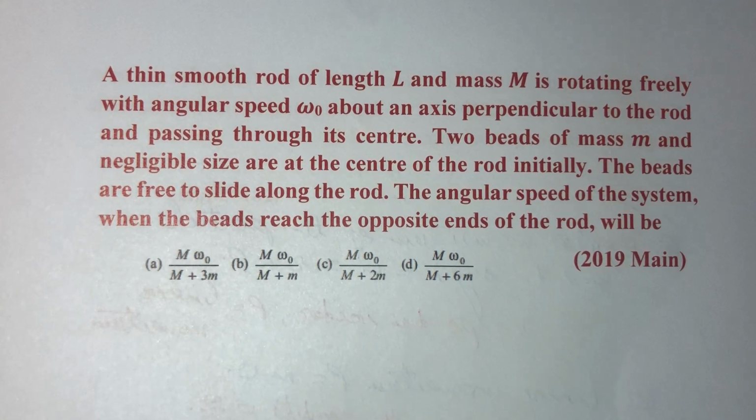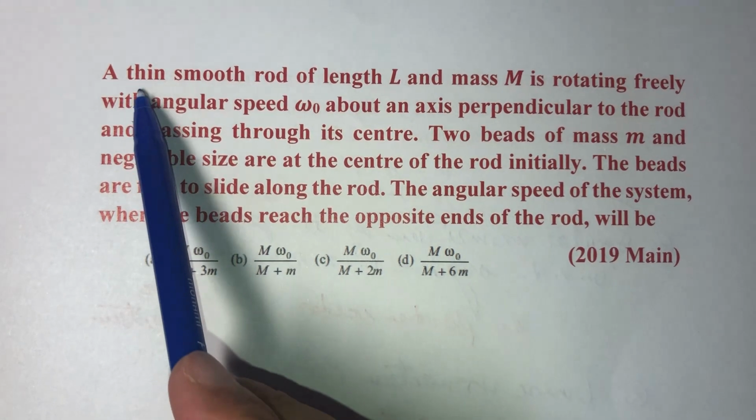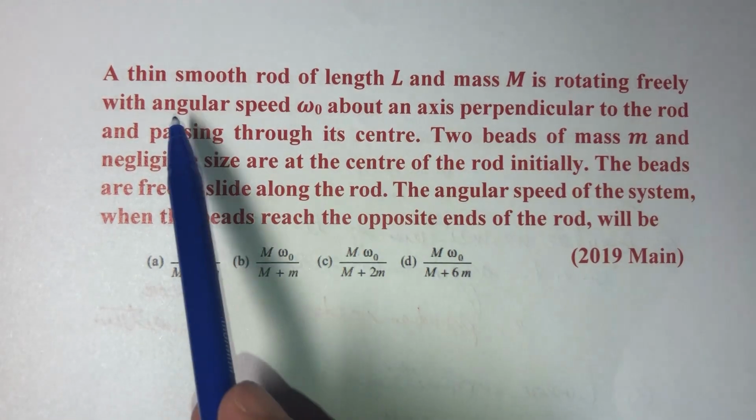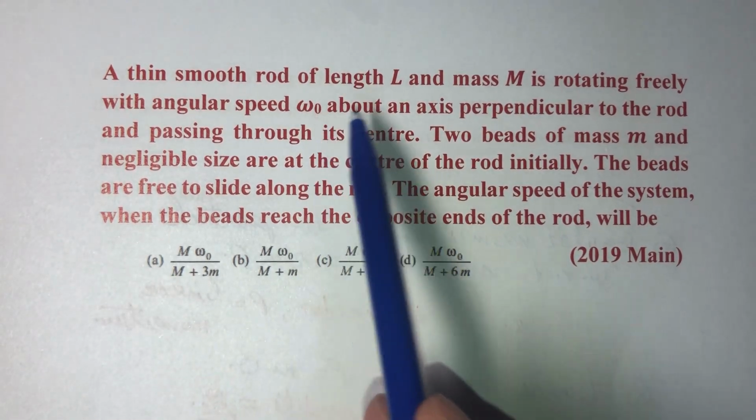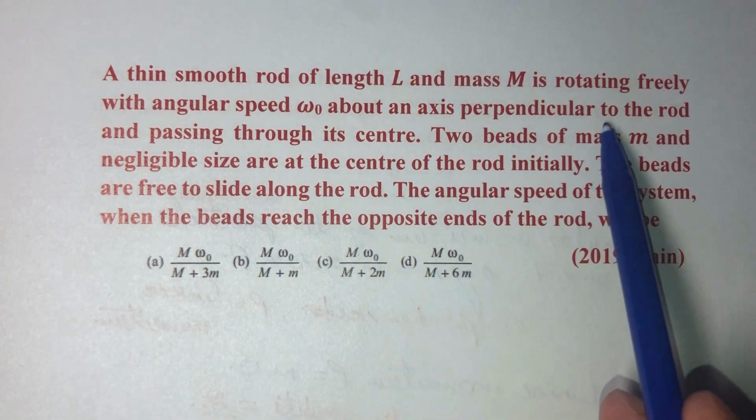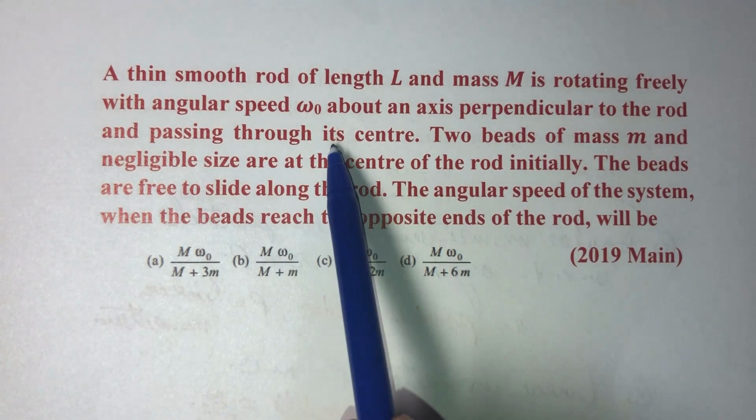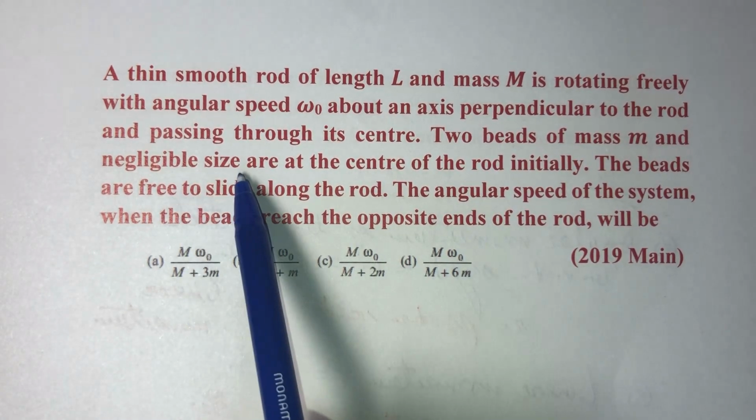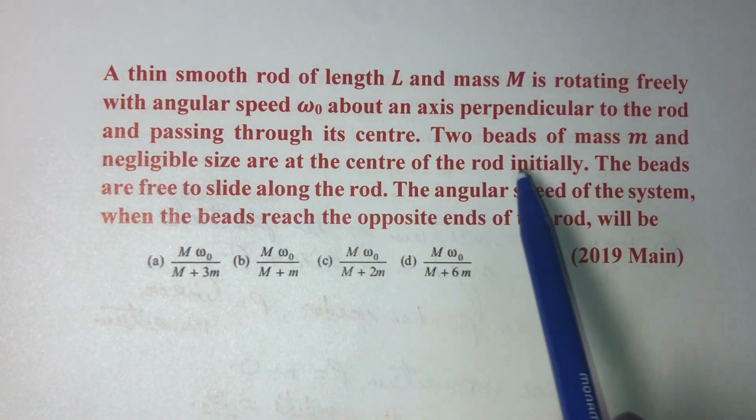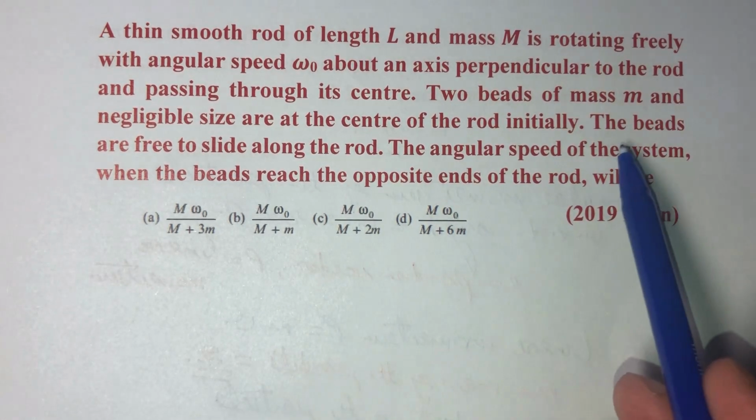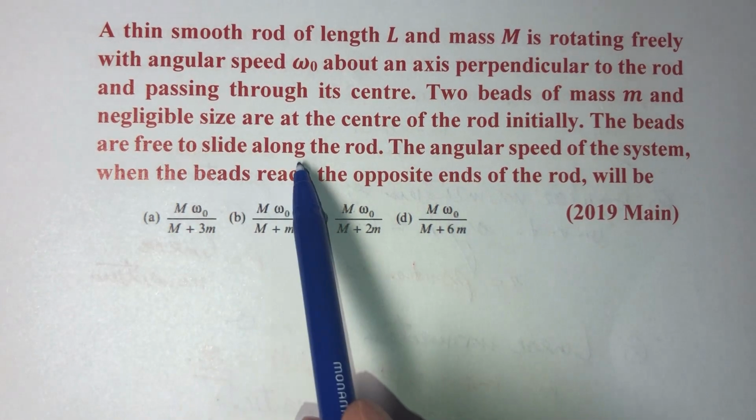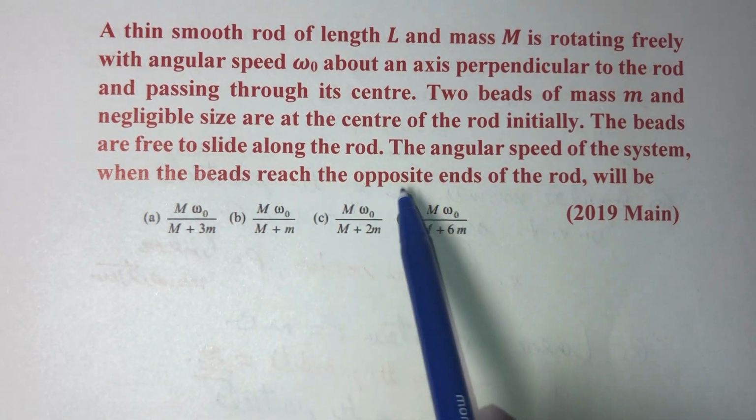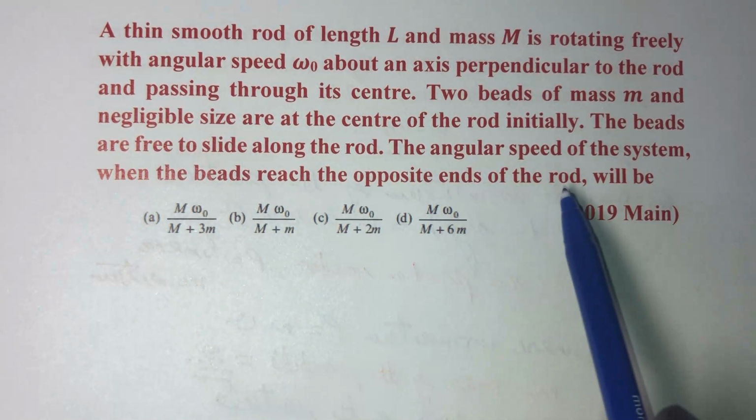Hello friends, in today's question, a thin smooth rod of length L and mass m is rotating freely with angular speed omega naught about an axis perpendicular to the rod and passing through its center. Two beads of mass m and negligible size are at the center of the rod initially. The beads are free to slide along the rod. The angular speed of the system when the beads reach the opposite ends of the rod will be.